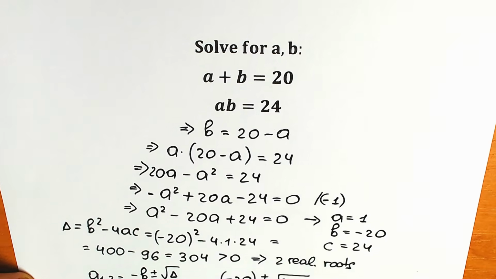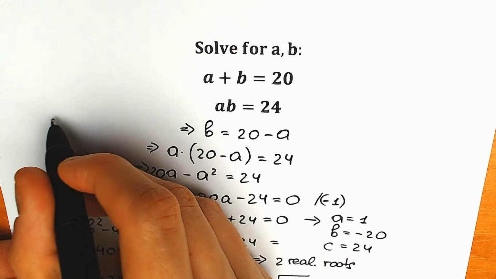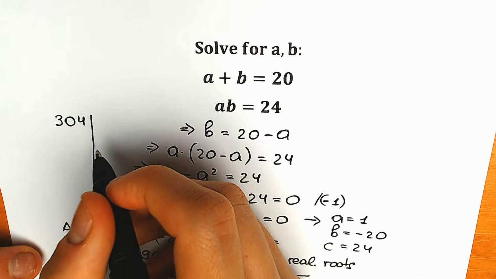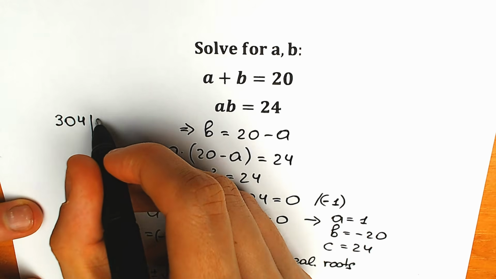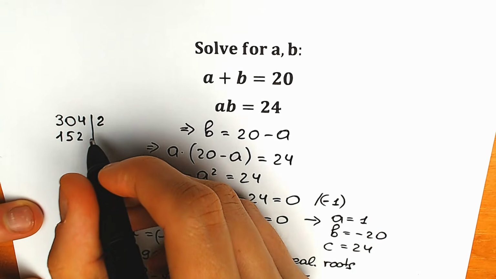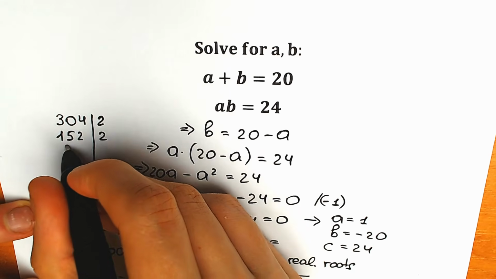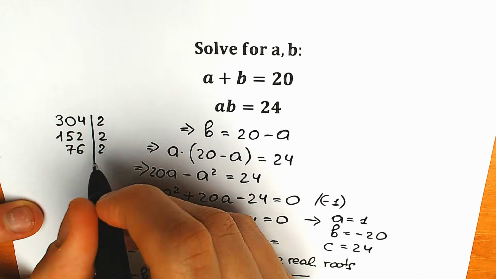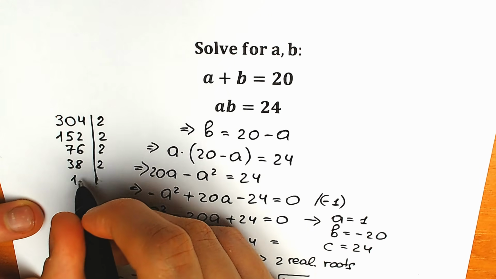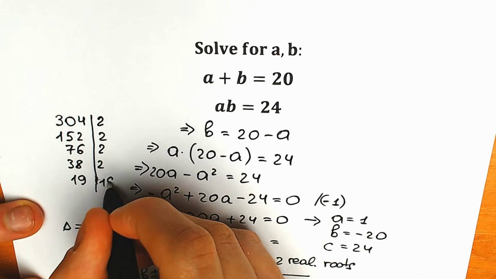304, I'm going to write it right here on the left side. So 304. How can we work with this value? How can we express this? My quick recommendation, just divide it by 2, we have 152. Divided by 2 again, we have 76. Once more by 2, we have 38. And once more by 2, we have 19. And divided by 19, we have 1.